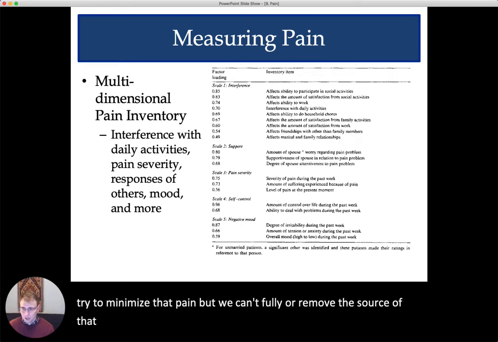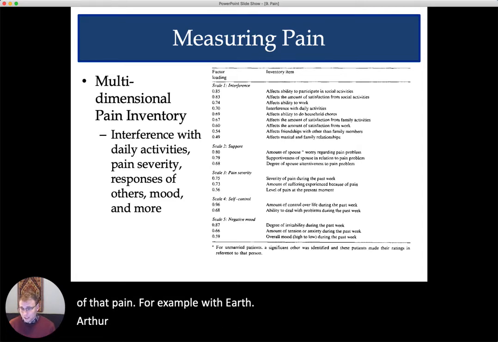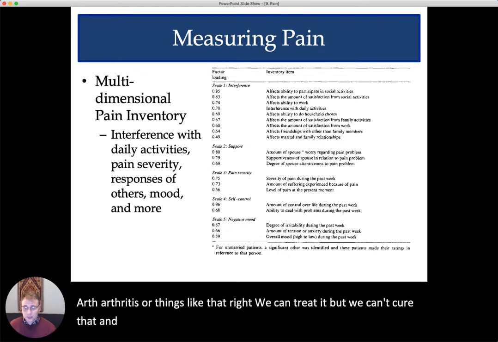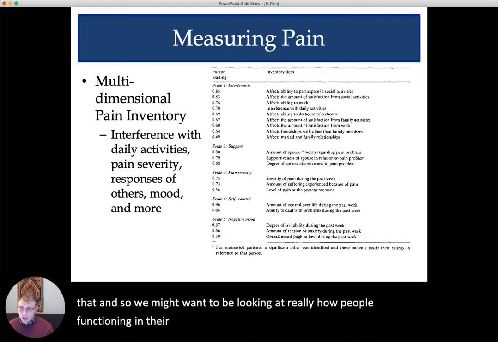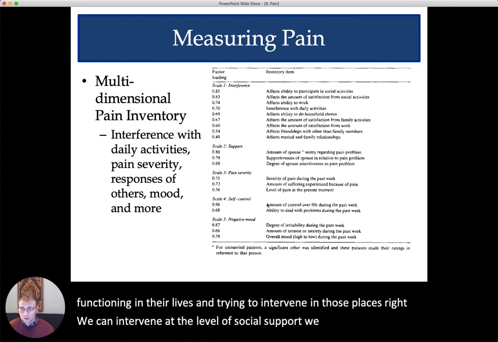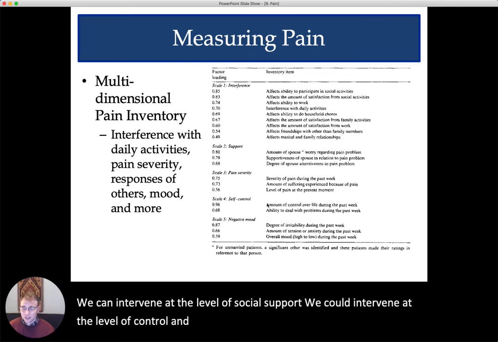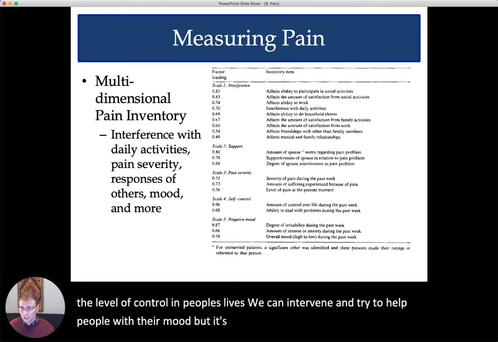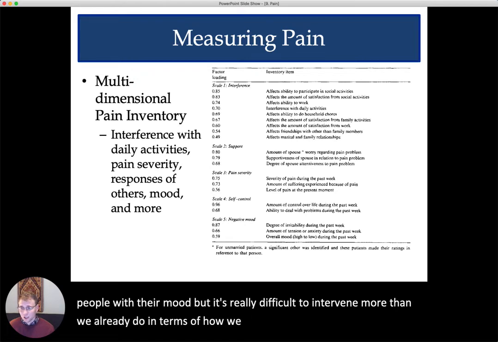For example, with arthritis or things like that, right? We can treat it, but we can't cure that. And so we might want to be looking at really how are people functioning in their lives and trying to intervene in those places, right? We can intervene at the level of social support. We can intervene at the level of control in people's lives. We can intervene and try to help people with their mood, but it's really difficult to intervene more than we already do in terms of how we try to physiologically treat certain pain syndromes.